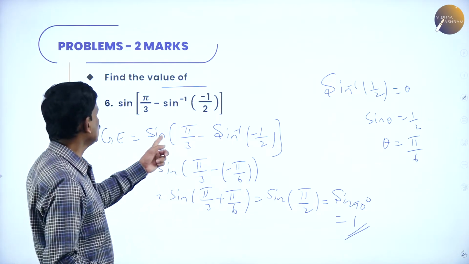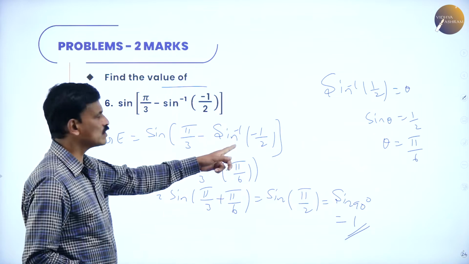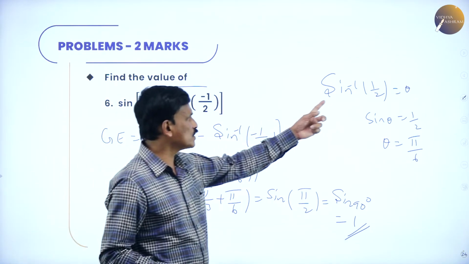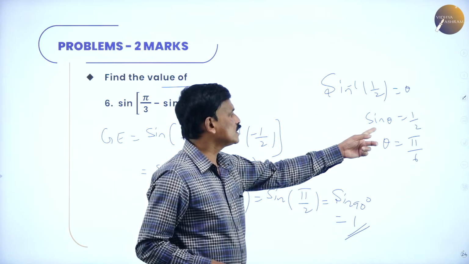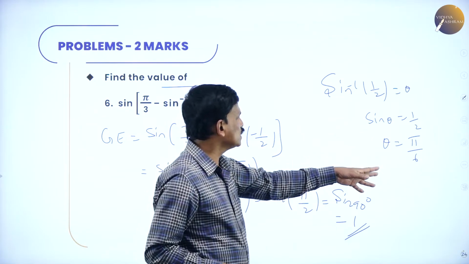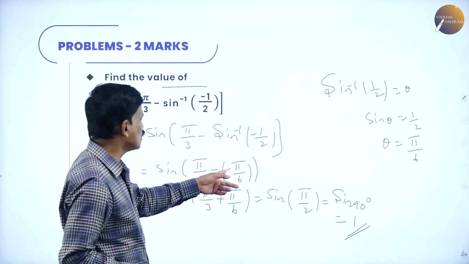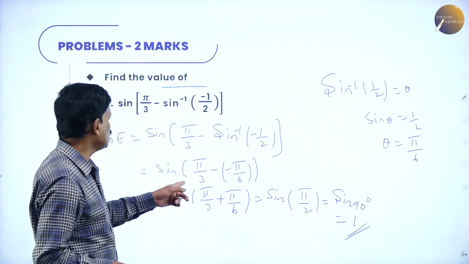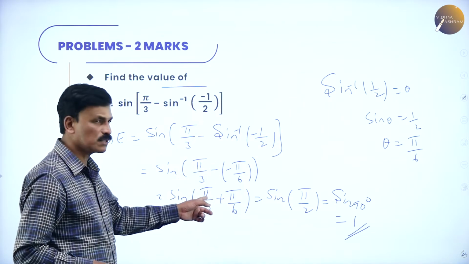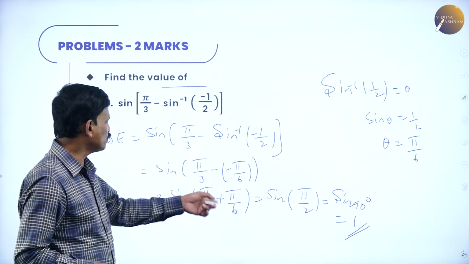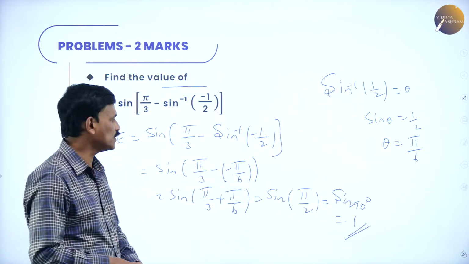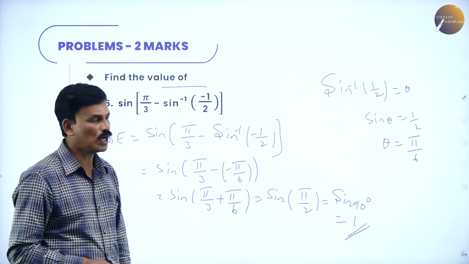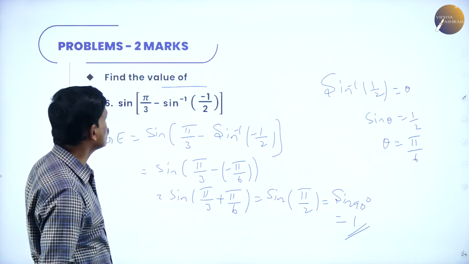See here, sine of pi by 3 minus sine inverse of minus 1 by 2. Since sine inverse of 1 by 2 is theta, which implies theta is equal to 30 degrees, pi by 6. So, minus becomes minus pi by 6. Pi by 3 minus into minus plus pi by 6. Pi by 3 plus pi by 6 is pi by 2. Sine 90 is 1. That's it. Now, let us come to the next problem.